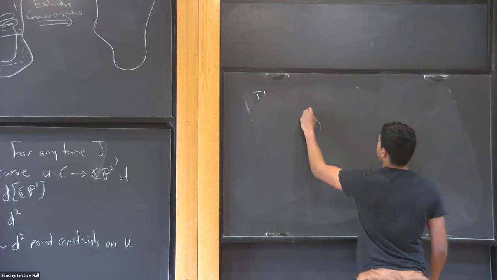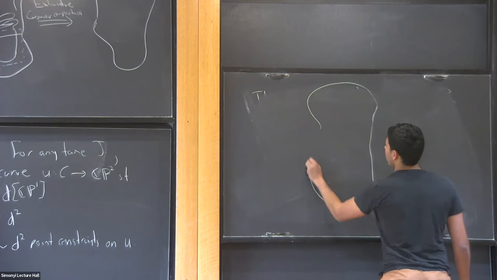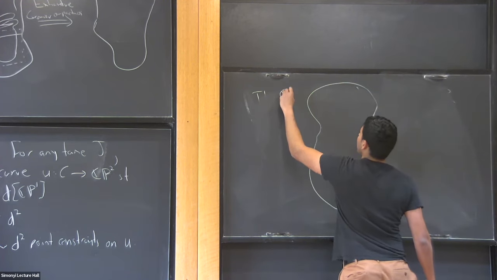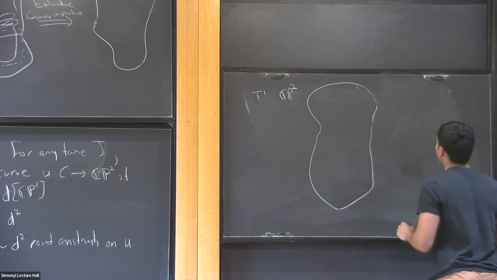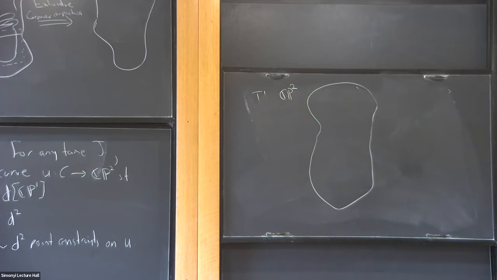So let's start with, I'll start with CP2. So this is still genus zero curves. No, the curves are very high genus. Oh, very high genus. Yeah, quite the opposite.